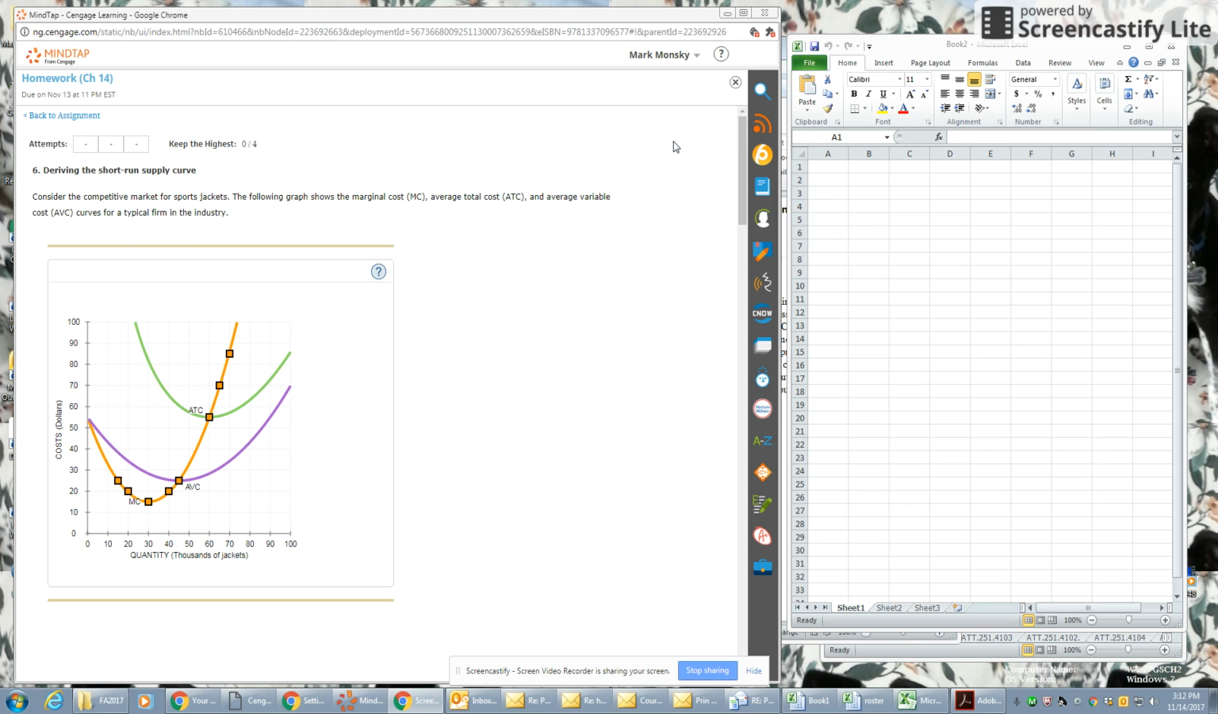Okay. Had a request from a student for help with chapter 14. They said chapter 14 was really getting hard. So let's take a look at one of the harder problems from that chapter. So question 6, deriving the short run supply curve.